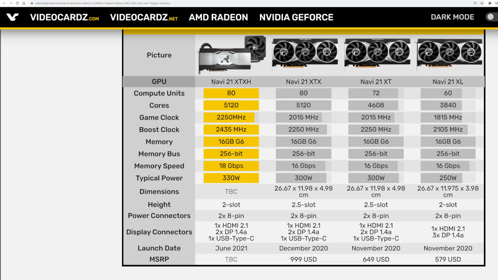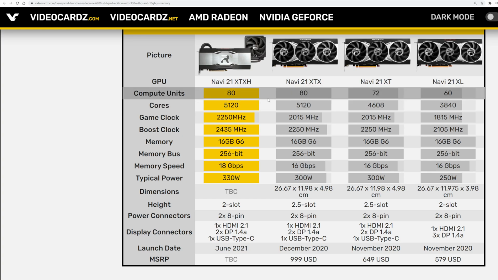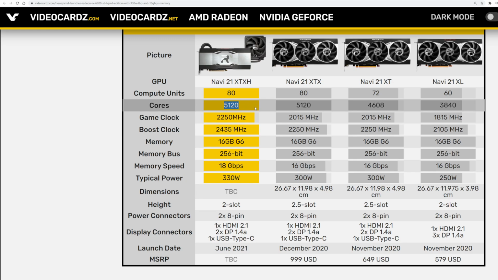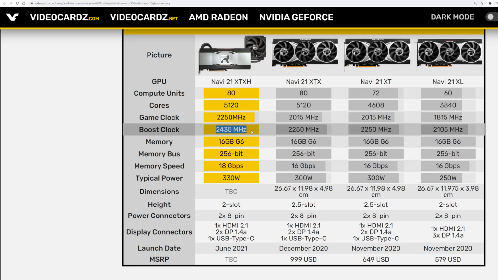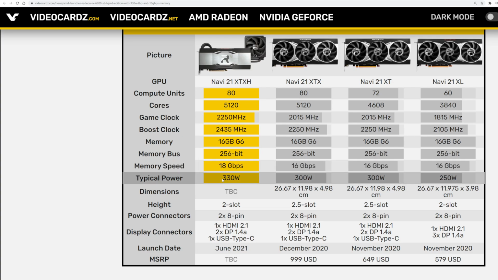So this is still the Navi 21 die, but they're calling it the XTXH instead of the XTX to indicate the increase in performance here. It still has the 80 compute units and 5,120 cores. But notice, here are the big differences. The game clock and the boost clock have been bumped up. I think the memory bandwidth increases because of that. And the power consumption is bumped up to allow for all of this.